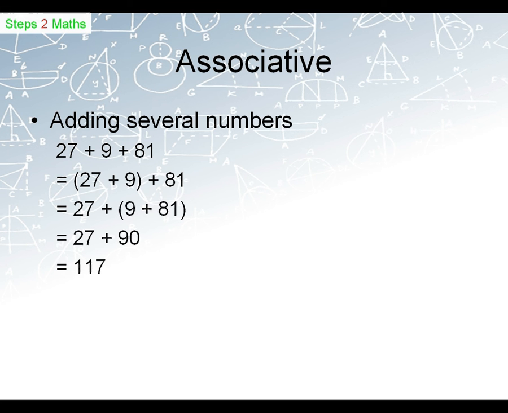And if we group them in a different way, we find out that it's much easier to do the question that we're looking at. Because instead of adding 27 and 9 and then trying to add 81, it's much easier to add 9 and 81 together to get 90, and then just add 90 and 27 together to get 117.